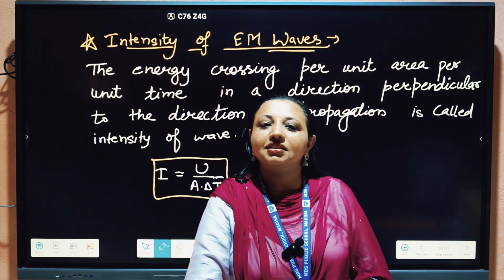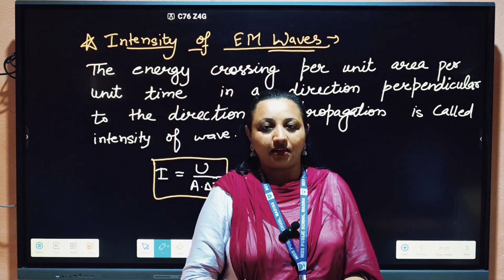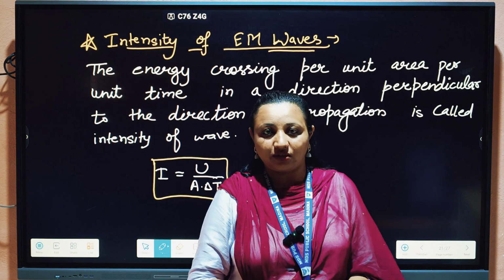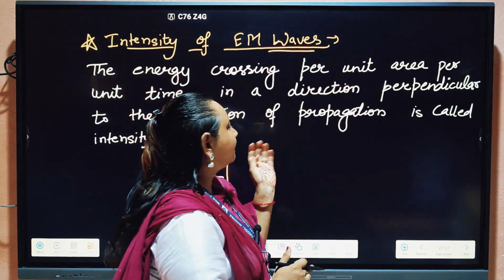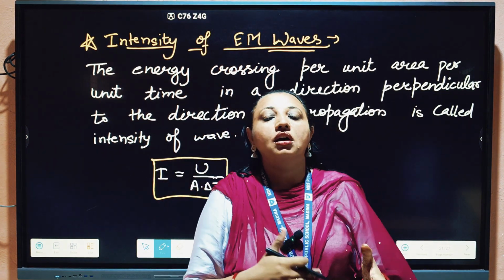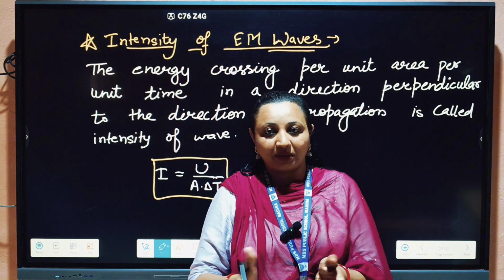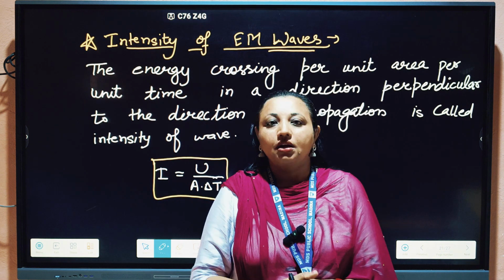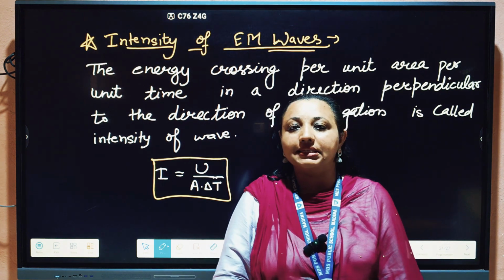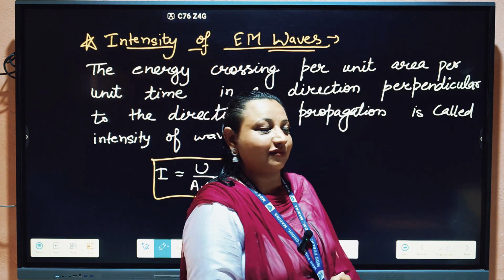Hi everyone, it is lecture 5 of electromagnetic waves. It is the last lecture. In the previous lectures, we have discussed how electromagnetic waves are produced, how we can define electromagnetic waves, and what their properties are. Today's topic is intensity of electromagnetic waves.